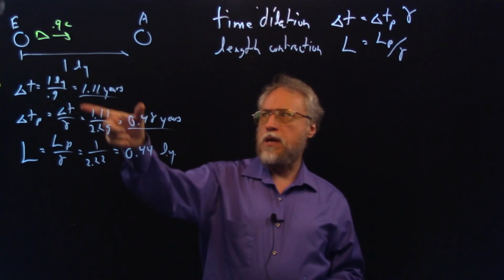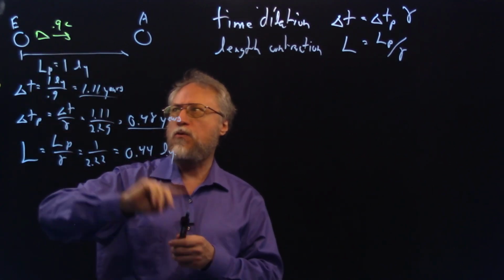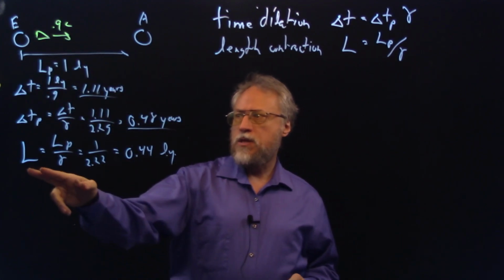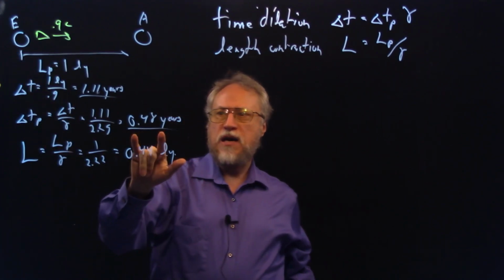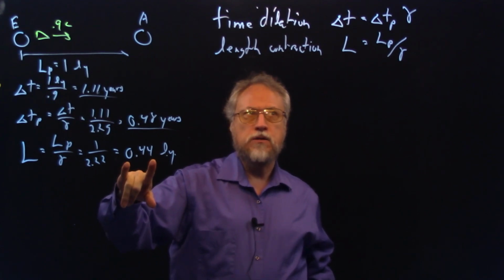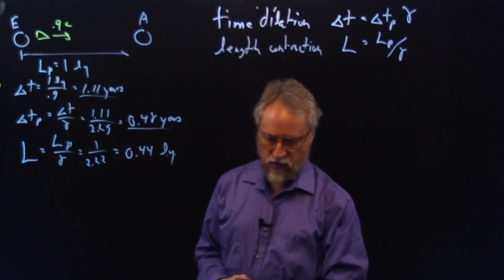So the proper length, 1 light year, is measured in the rest frame of Earth and the other planet I'm going between. The length that I measure is the distance between them. Because I have time dilation, I will view that as if it was length contraction. So time dilation and length contraction are just two sides of the same coin.